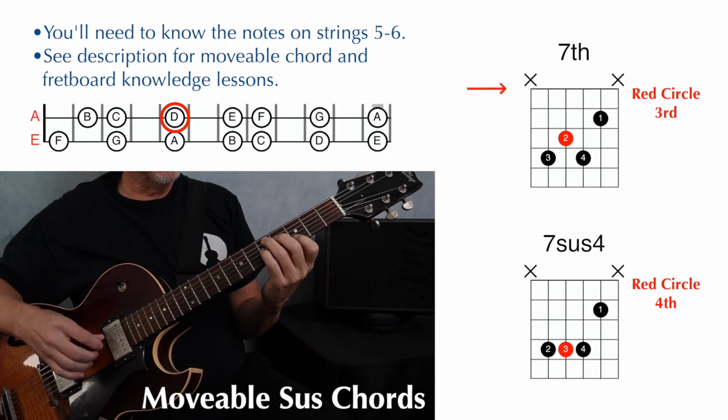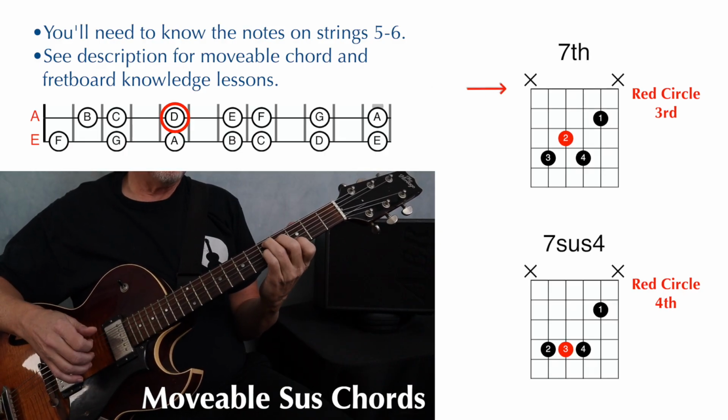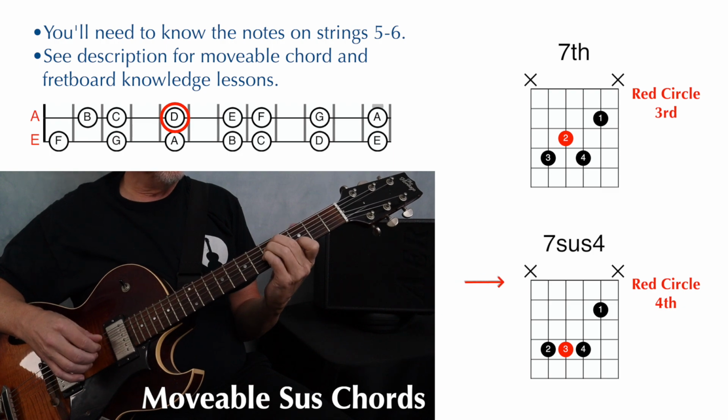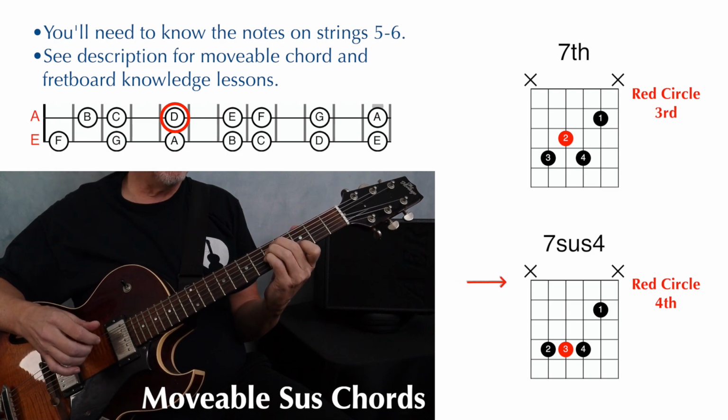This 7th chord has a root on the 5th string as well. Root's in the same place as the shape we just looked at on the 4th string. Raise it. 7 sus 4 shape.